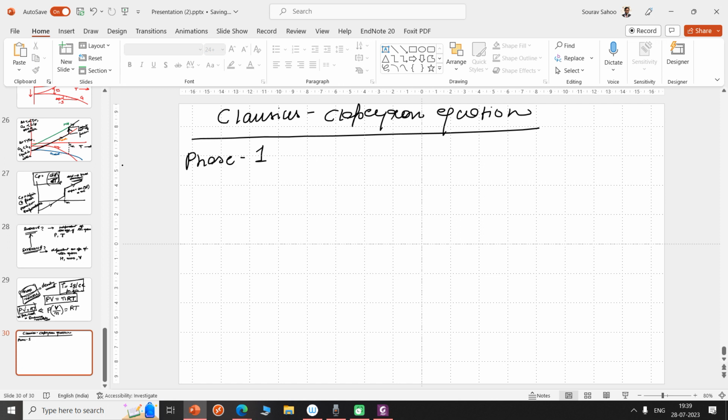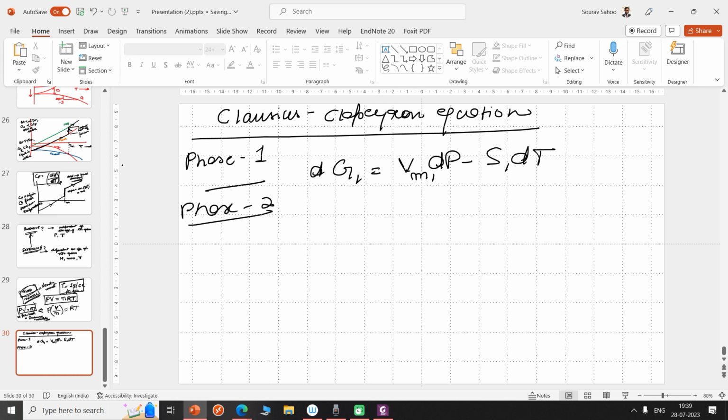So if we have two different phases coexisting at a temperature in equilibrium, so let's say we have phase 1 and phase 2 and both have 1 mole each. For phase 1 we have dG1 is equal to Vm1 dP minus S1 dT, where Vm1 is the molar volume of phase 1 and S1 is the entropy of phase 1. And for phase 2 we have dG2 is equal to Vm2 dP minus S2 dT.